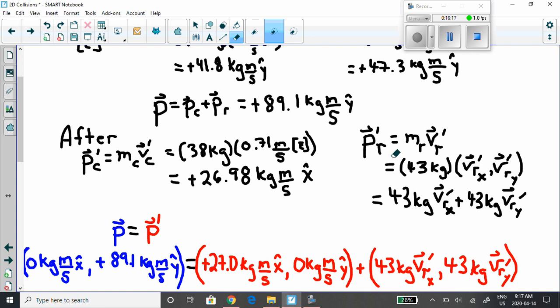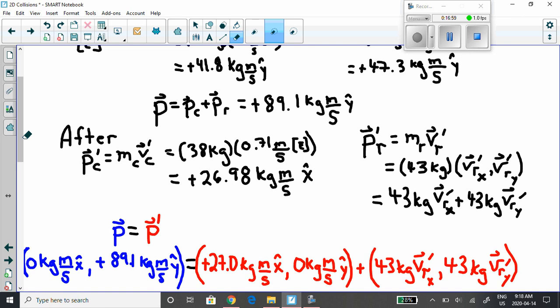But since the child is walking, the raft also starts to respond. Momentum has to be conserved. We're not given all the information here. Okay, we do know that the mass of the raft is 43 kilograms, but I don't know what the x component of the raft's velocity will be as the child is walking. But I'm going to give it a name. Velocity of the raft as the child is walking, the prime, x hat. Velocity of the raft as the child is walking, prime, the y component. I don't know what they are, but I'm going to give them a symbol. And then I do some distributive multiplication, multiply that in.